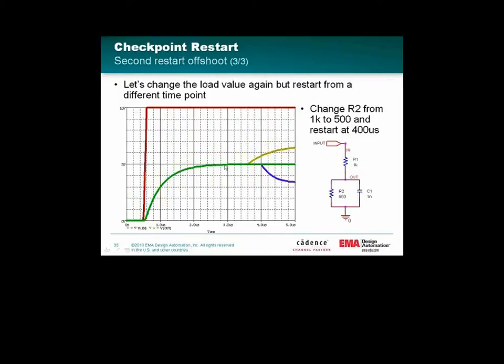So you can run another one, and you can change your loads around at different times and get different offshoots from your main waveform. So that's how checkpoint restart works. It saves your bias points at all kinds of conditions, and then you can go back later on and toggle some values in your circuit and see what kind of changes that makes to your design.